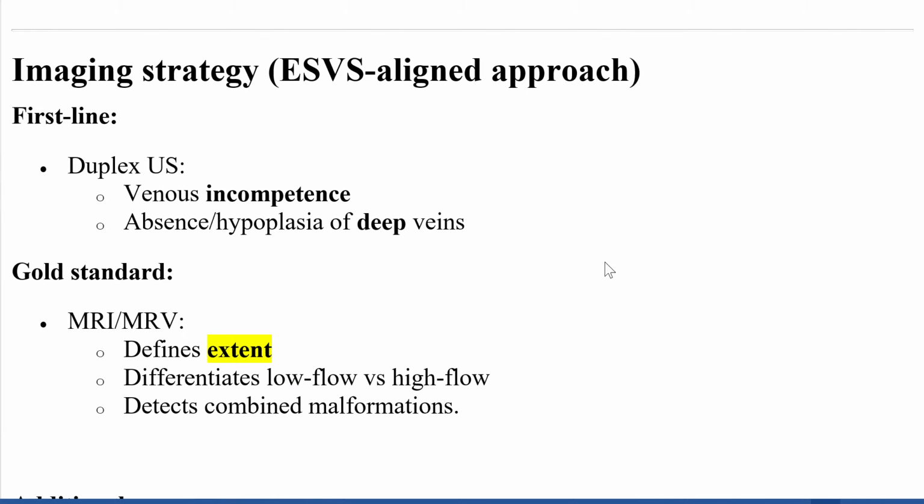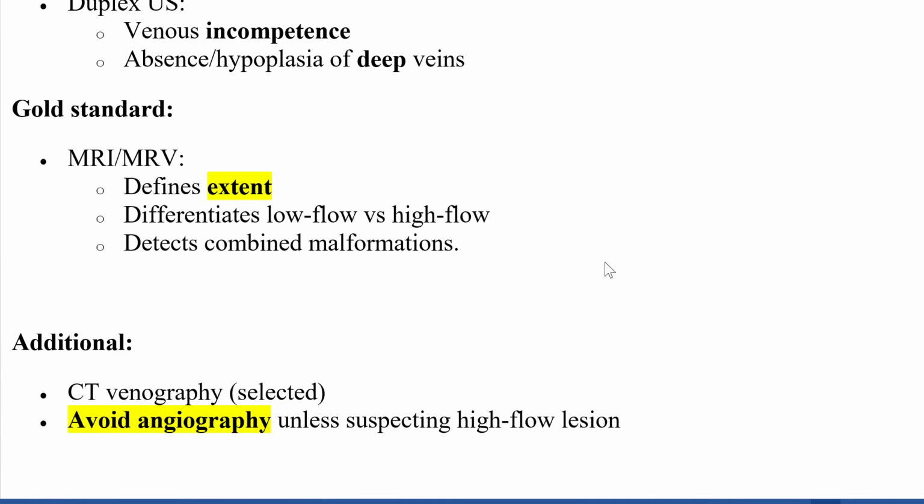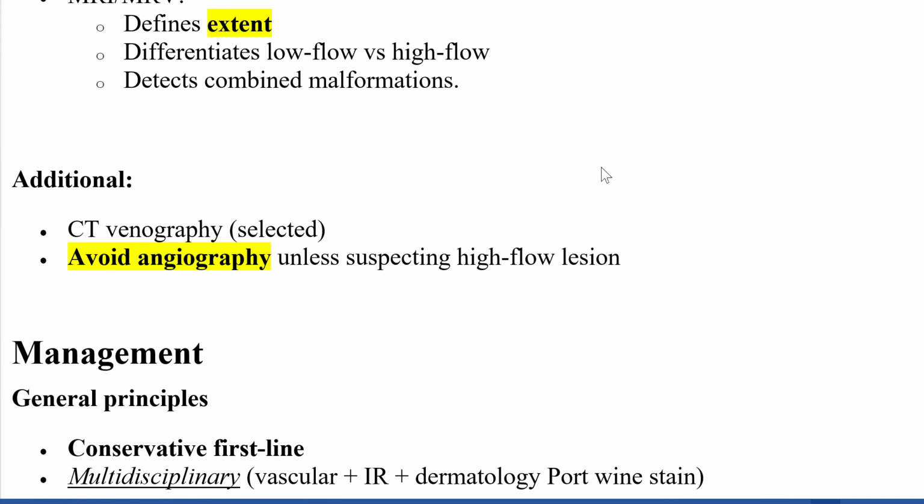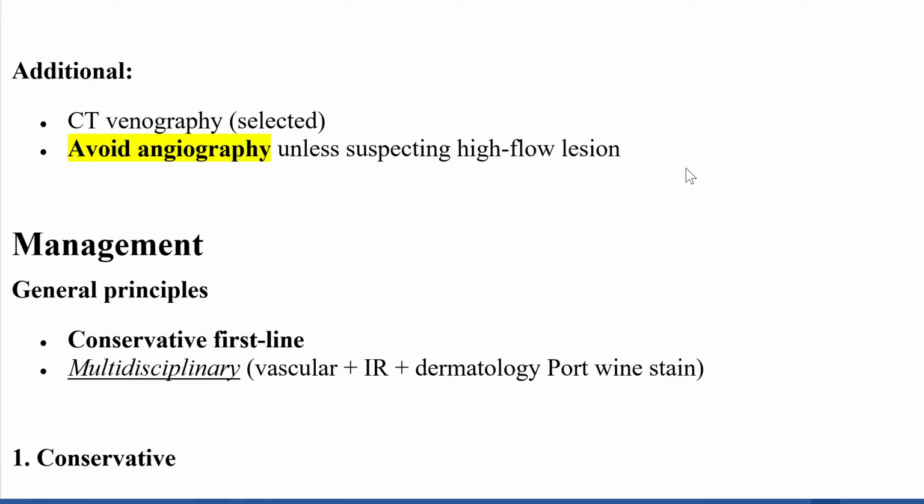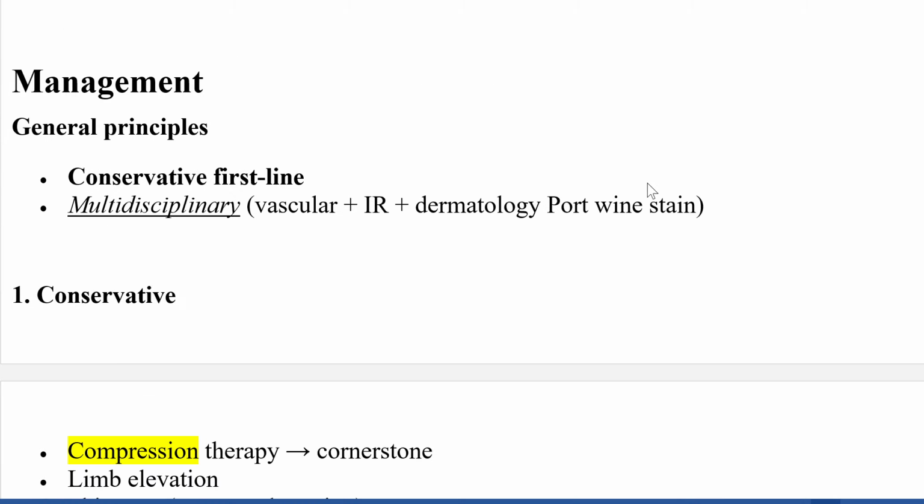First line imaging is duplex. It will show valvular incompetence, and the deep veins may be absent or hyperplastic. Gold standard is the MRI. It will define the extent of the malformation and the relation to adjacent structures. Angiography has no role; angiography is done in high flow lesions like Parkes-Weber syndrome. CT venography may be done in selected cases.